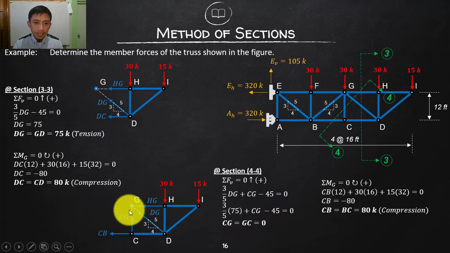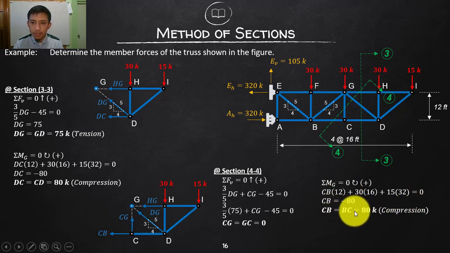Then proceed by taking a moment at point G, so that I will cancel out these 3 forces and have a simple equation. But actually you can take a moment at any point. If I take a moment here, this will be cancelled, so we will have only the moment of this and this and this. This will all give us clockwise moments, so positive. Start with CB, moment arm is 12, 30, moment arm is 16, 15, moment arm is 32. By simple algebra again, CB will give us a negative 80, which is a compressive force, or compression.